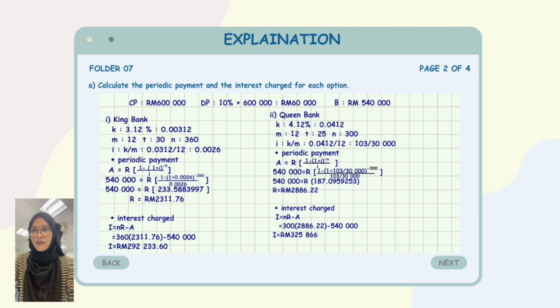I equals K over M, which is 0.0412 over 12. And the periodic payment is A equals R, in bracket 1 minus in bracket 1 plus I in bracket to the power of negative N, over I. You have to substitute the information into the formula. And lastly, the interest charge is the same as for King Bank: I equals N times R minus A, and you have to substitute the information in the formula also.